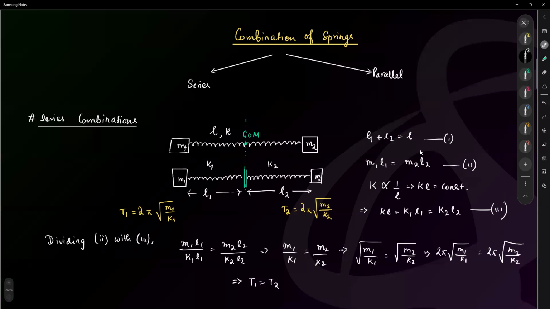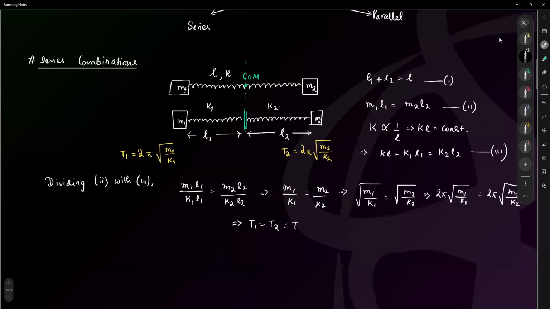Now, the time period will be the same for both. Now, from this second equation, can we write one thing? Can we write the equation of L2 from equation 2? Can we write L2 is equal to M1 by M2 into L1?